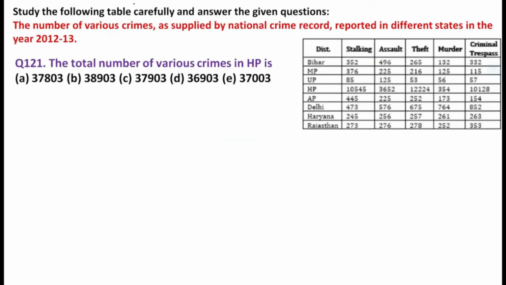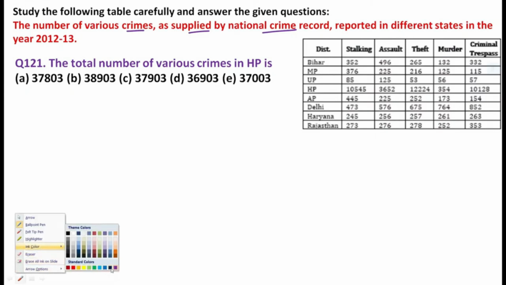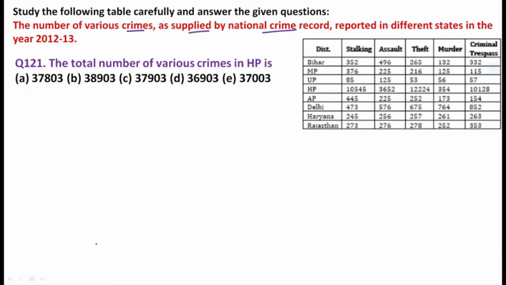For the next information, guys, it completely depends on the way you are solving with an addition approach. Question: study the following table carefully and answer the given question. The number of various crimes as reported by the National Crime Records Bureau in different states in the year 2000, given as districts, stalking, assault, theft, murder, and criminal enterprises. Now just go for the additions, guys. If you are good at addition, you can crack this entire information. Be faster in the calculation.